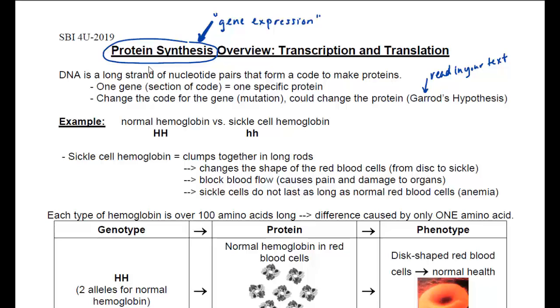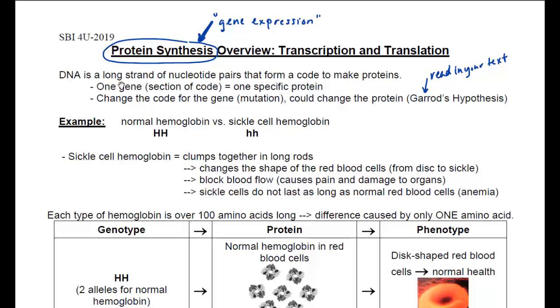Today I'd like to run you through an overview of protein synthesis. Anytime you've heard anyone say a gene is being expressed, what they mean is that there's been a protein produced from that. There are two major stages, transcription and translation, and we'll jump into it right away.